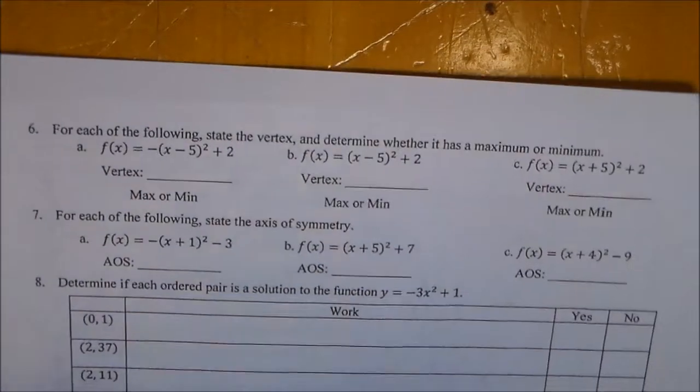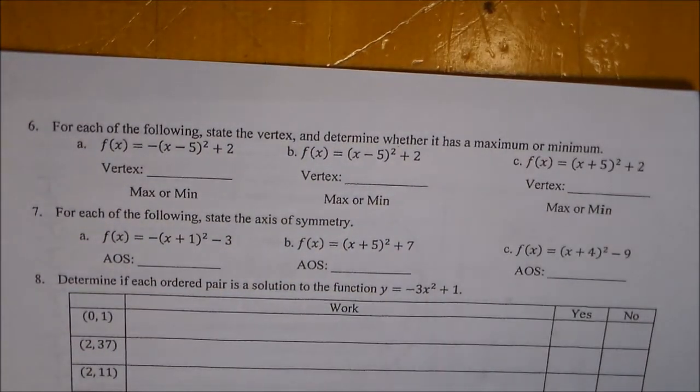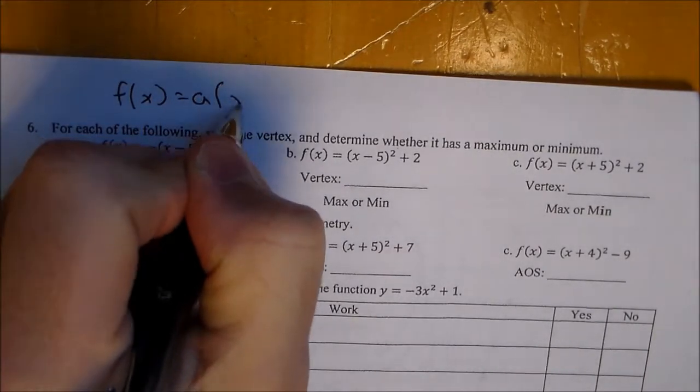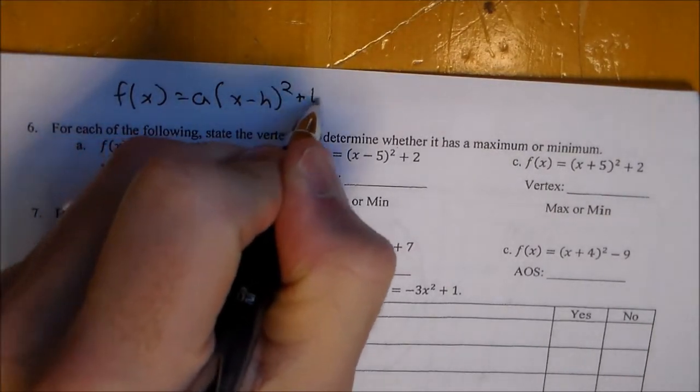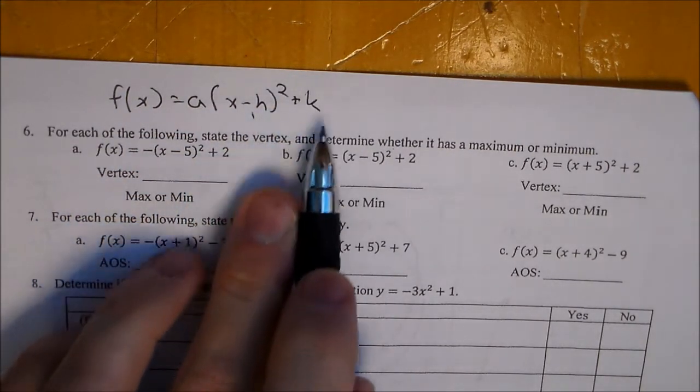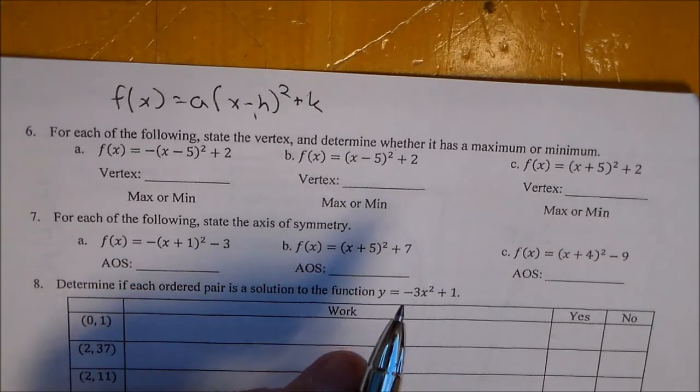All right, moving on. For number 6, we need to state the vertex and determine whether it has a minimum or maximum. In vertex form, it's a times (x minus h) squared plus k. We're going to take the opposite of the value inside the parentheses with the x, and the k value is our y value.